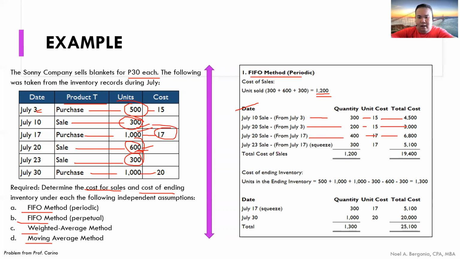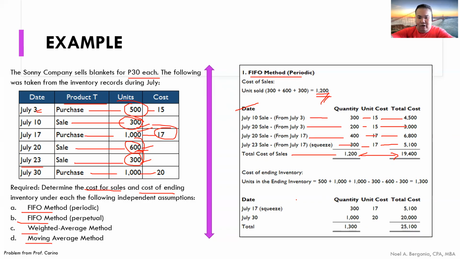And then, as you can see in July 23, we have sold as well 300 units times 17, 5,100. So the total sales in quantity natin is 1,200, and the total cost of goods sold natin as of the end of this period was 19,400. As you can see, yung mga naunang purchased, yun po yung mga kinonsidered natin as sold already.